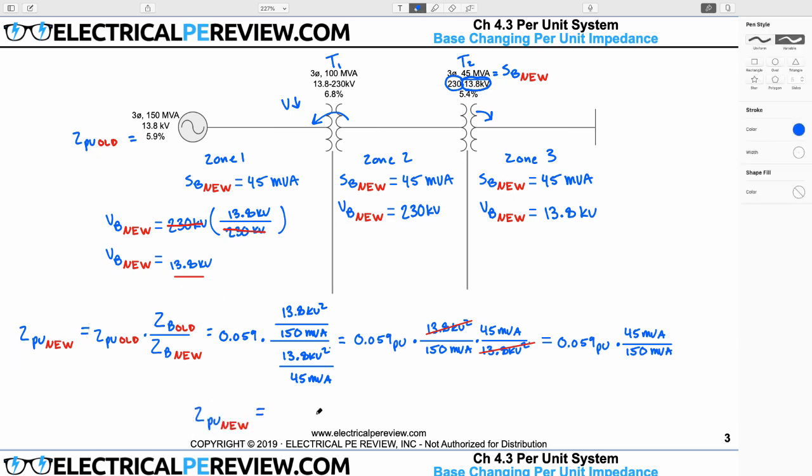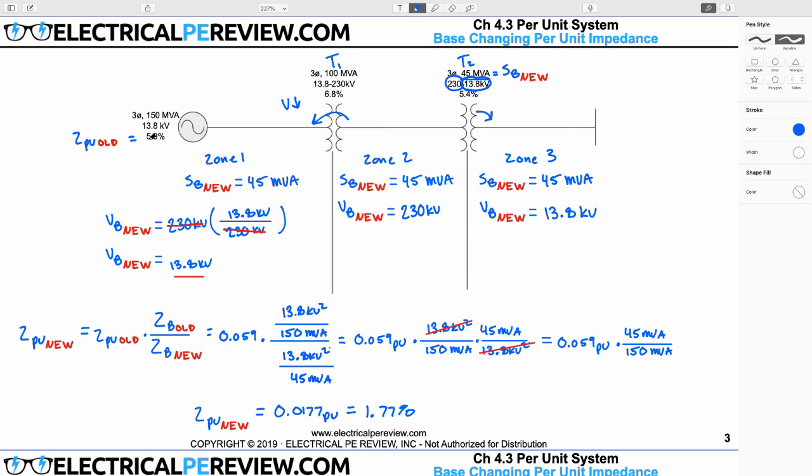For Z per unit new, in my calculator, I've got 0.059 times 45 MVA divided by 150 MVA. I'm just typing this into my TI-36X Pro here, and I get a new per unit impedance for that generator, expressed in the base values equal to T2's ratings, as 0.0177 per unit. Or, of course, we can express this as a percent impedance by moving our decimal over twice, right? 1.77%.